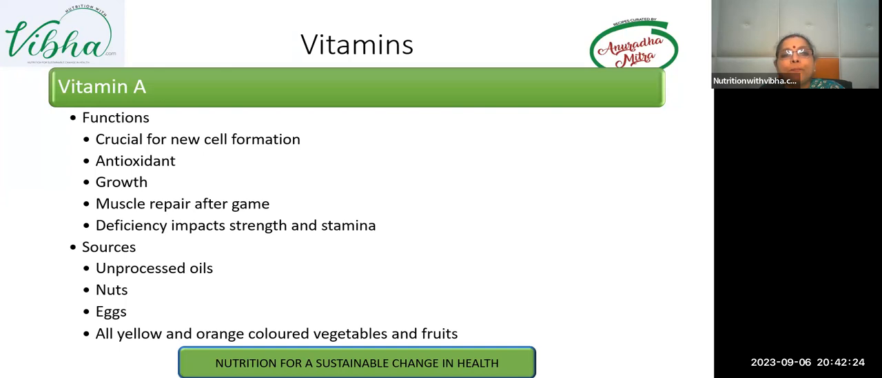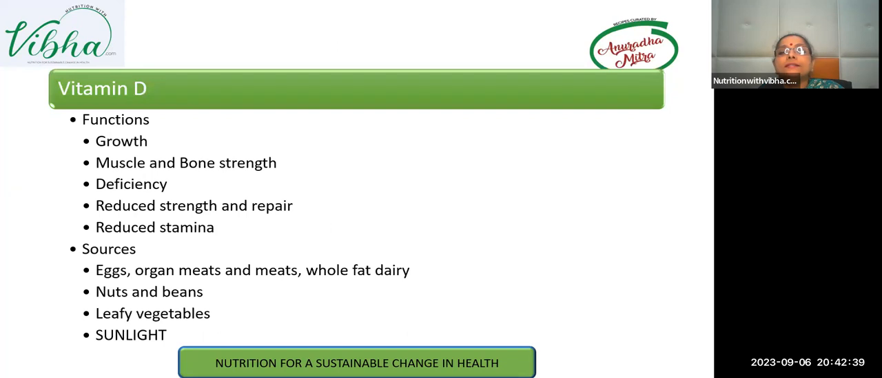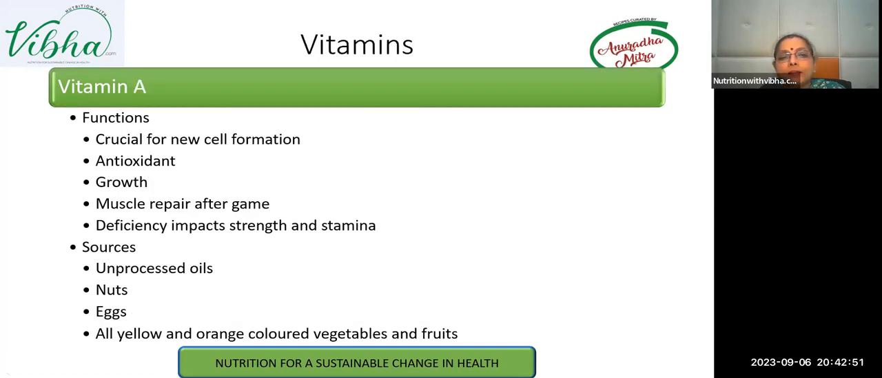Now let us look at vitamin A. The main function is to form new cells in the body. It is an antioxidant, which means it prevents oxidation of the numerous cellular cells that are there in the body, and also it is useful for growth. It is also useful for repairing the muscles, especially for footballers after the game. Very, very useful. And what will happen then? The deficiency or lack of this vitamin will impact strength and stamina of the player.